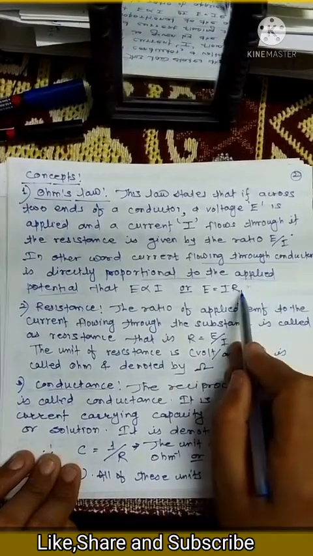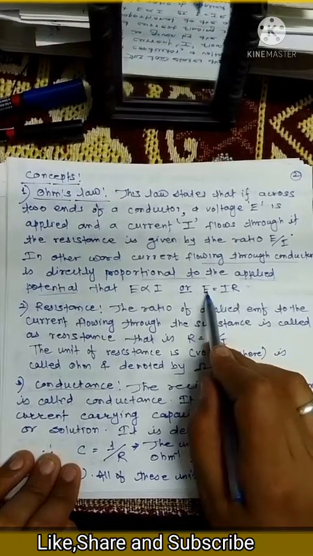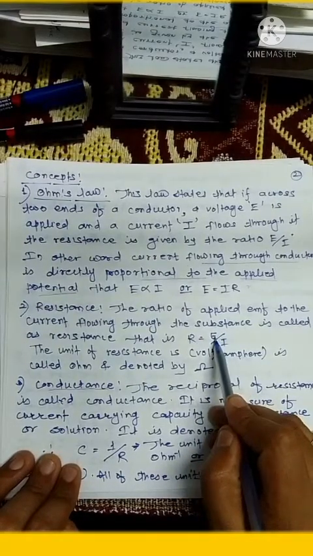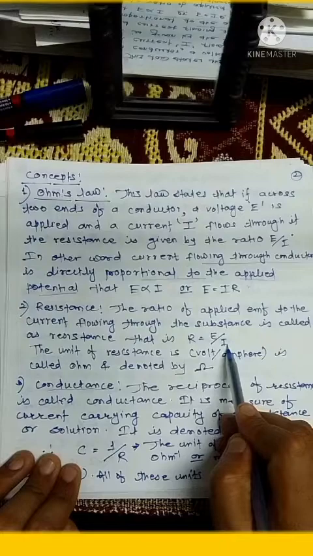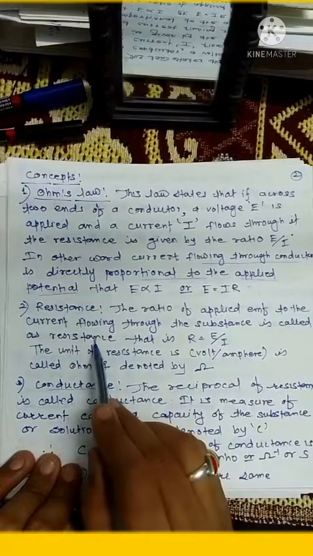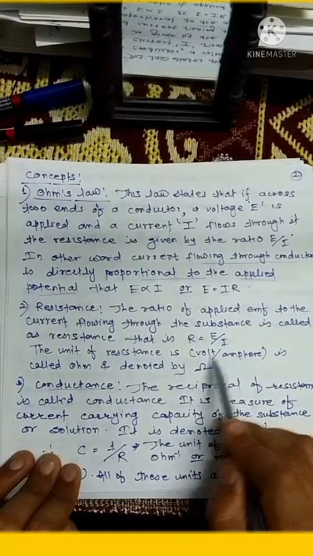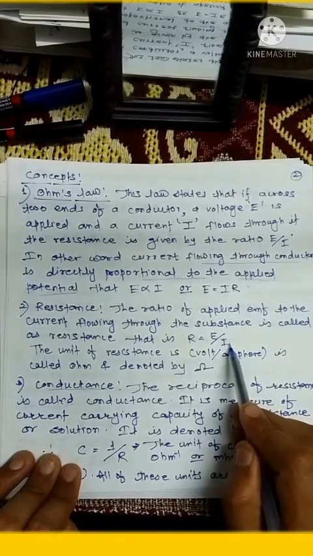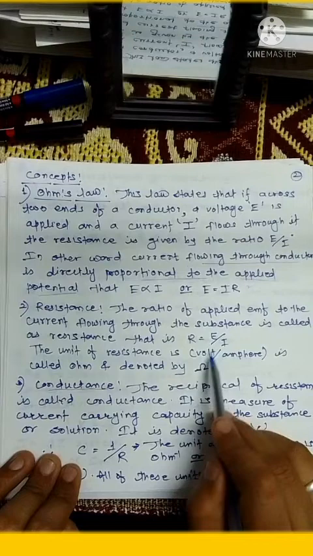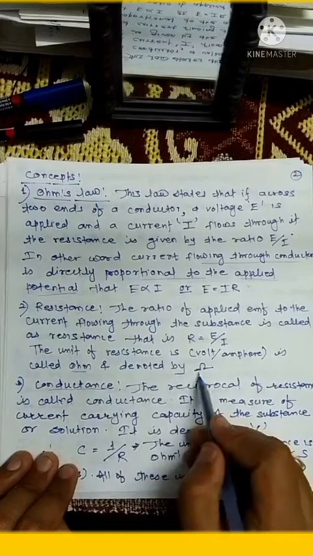Now what is resistance? What is the definition of resistance? From this formula we can create a definition of resistance. Resistance is the ratio of applied EMF to the current flowing through the conductor. The unit of EMF is volt, and the unit of current is ampere. The unit of resistance is volt divided by ampere, so it is simply known as ohm, and it is denoted by this symbol.